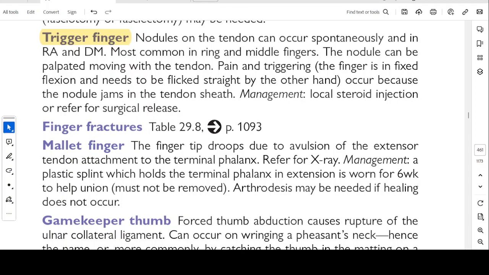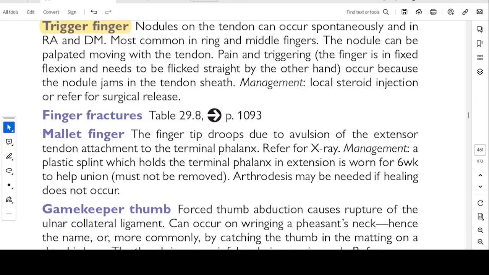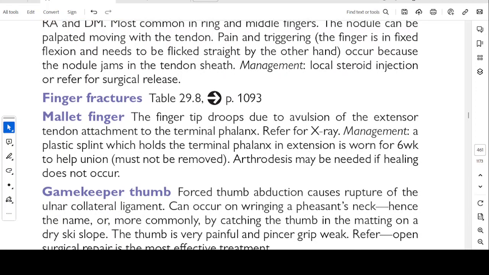It is moving along the tendon. On triggering, the finger is in fixed flexion and needs to be flicked straight by the other hand. It occurs because the nodule jams the tendon sheath. Management: local steroid injection or refer for surgical release. Finger fractures will be discussed on page 1093.